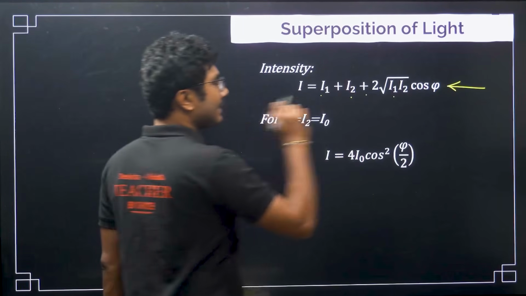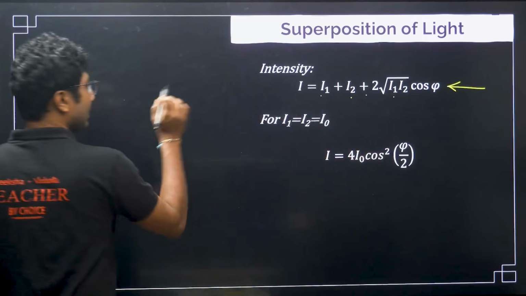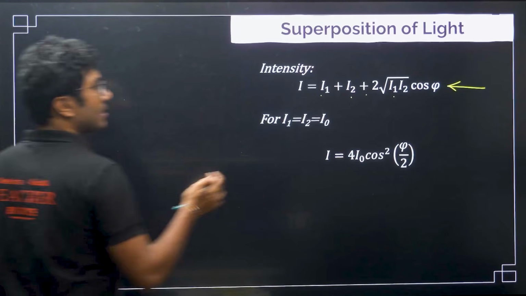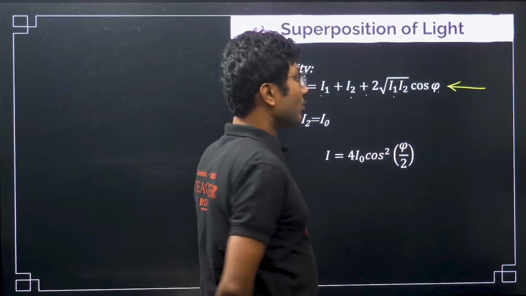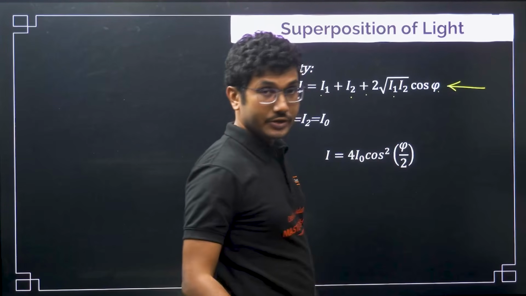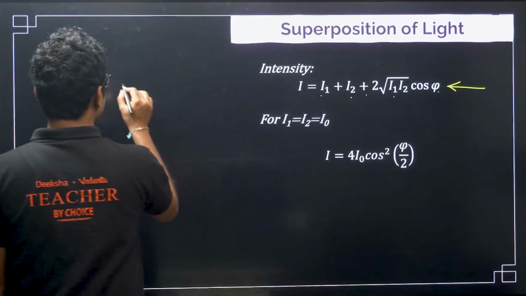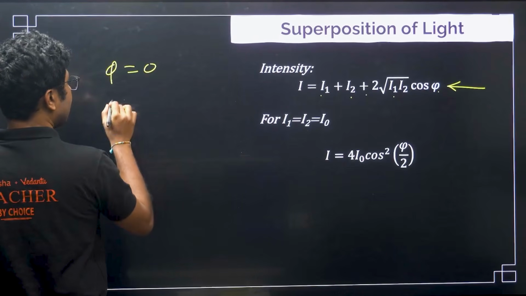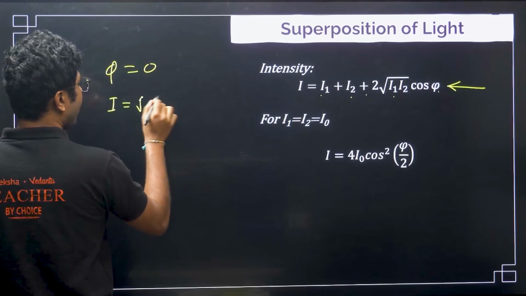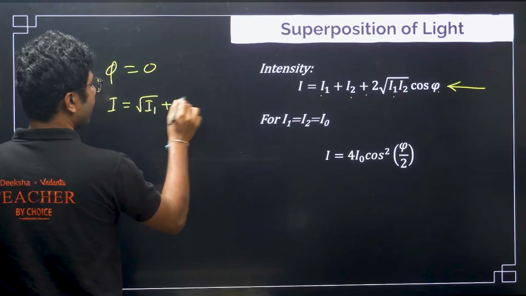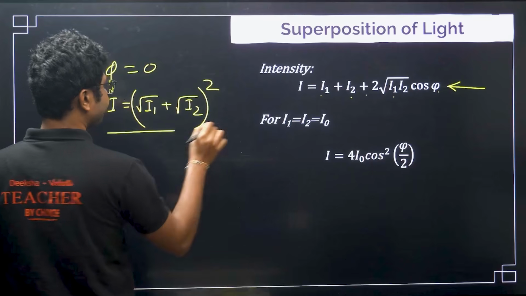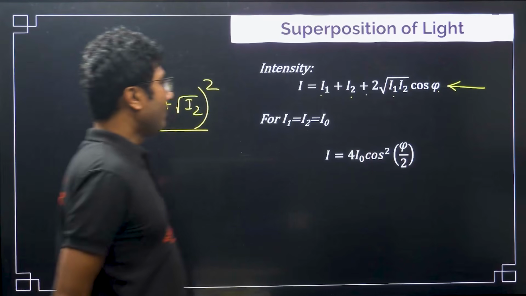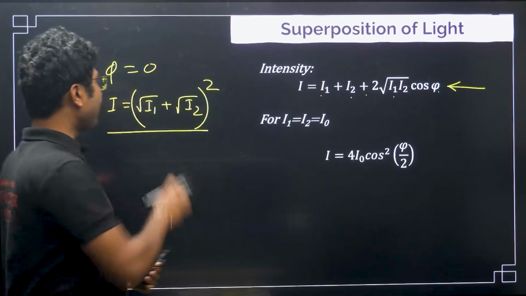And in some cases, particularly for certain angles of cos phi, specifically if phi equals 0, cos 0 is 1. So you can show that if phi equals 0, then intensity becomes square root of I1 plus square root of I2 whole square. This is another formula. So this is a particular case.